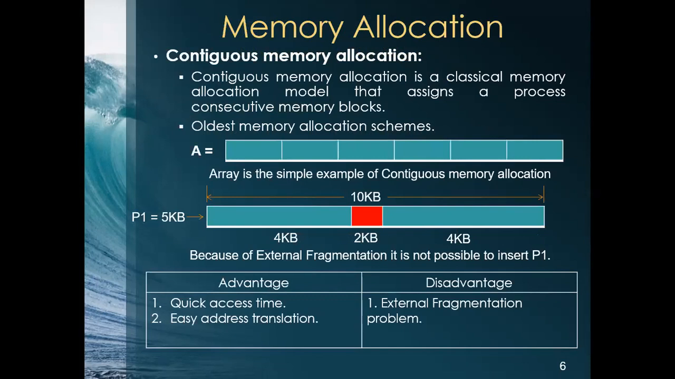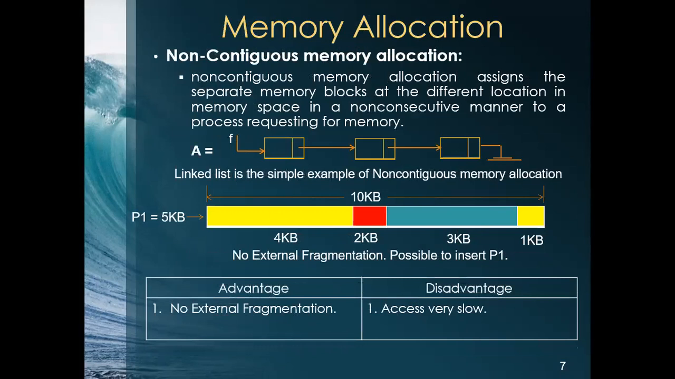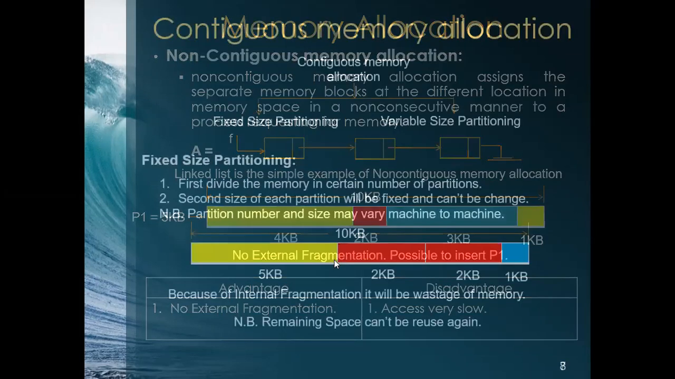So this is an example. Another one is non-contiguous memory allocation. The memory is allocated in different spaces of the memory, at random. This is called non-contiguous memory allocation, just like the linked list. In your data structure course, you have been familiar with these two types of memory allocation and data structures, array and linked list. So this is a very simple example.